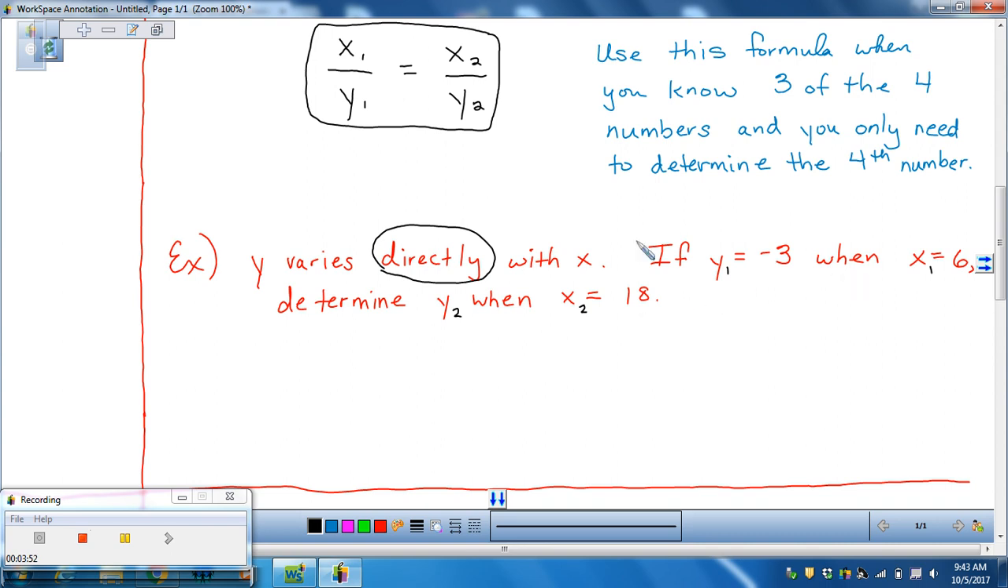So now I'm going to go plug them into my formula up here. So it says take x1, which is 6, put it over y1, which is -3. That's going to be equal to x2, 18, over y2, which we don't know, so we'll leave y in the blank. Now, because this is a proportion, I'm now going to solve it by cross-multiplying and dividing. So I'm going to cross-multiply. -3 times 18, I get -54.